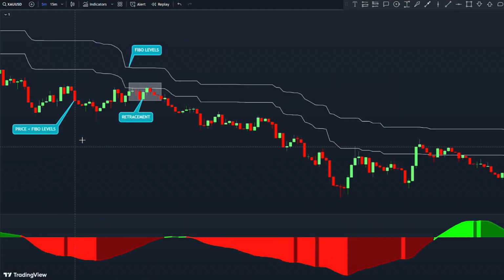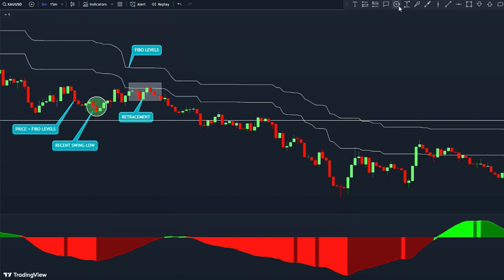Once that happens, we need to identify the recent swing low. That's the lowest point the price reached before pulling back. Now, if the price breaks below the recent swing low, it indicates that the market has the strength to continue going down. But before we jump into a trade, we need to check the squeeze momentum indicator.